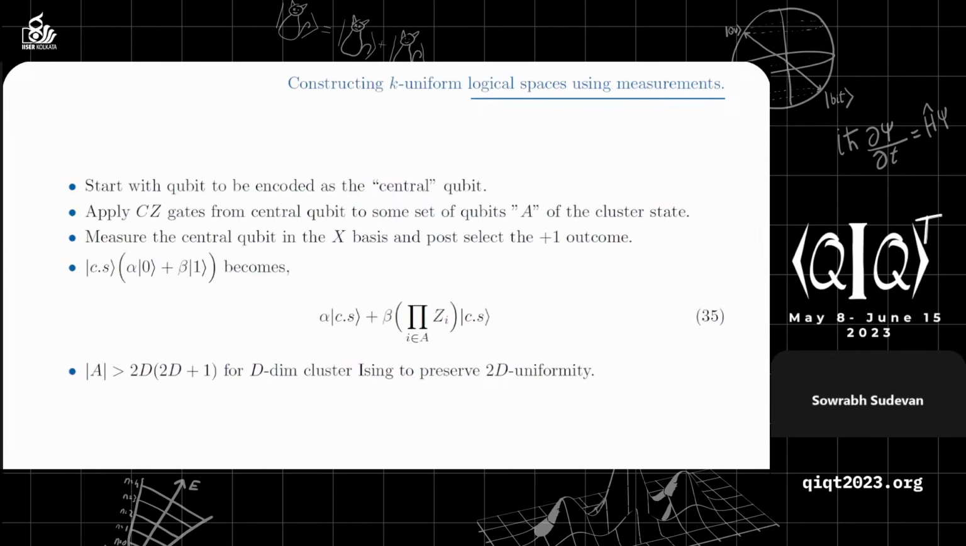Doing this will transform the cluster state into alpha times the cluster state plus beta times Z acting on that set of qubits times the cluster state. And if the number of qubits you had initially applied control-Z to is greater than this number, the d-dimensional cluster Ising model will preserve its d-uniformity. That is, the error correction ability is present. So we are able to encode arbitrary qubits into the ground state of this cluster state, even though the ground state of the cluster Ising model does not have any degeneracy.